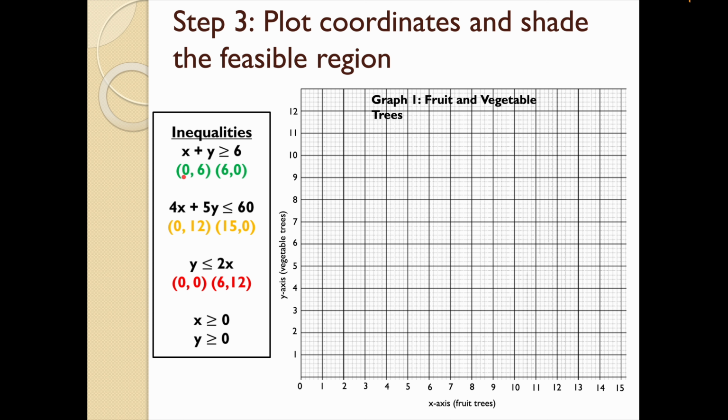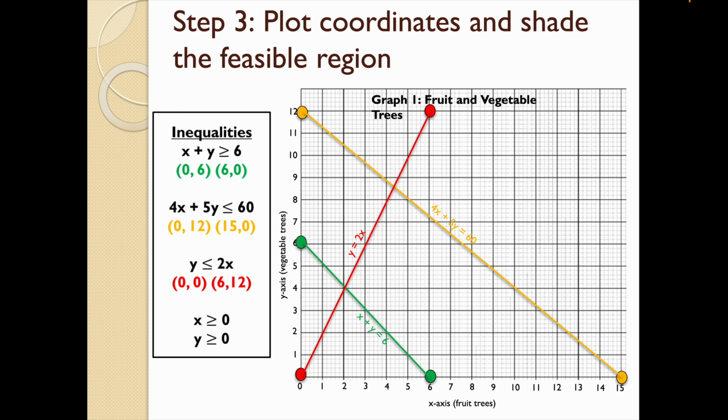Now, the first line I need to draw is 0, 6 and 6, 0. So I connect those two dots, 0, 6 which is over here, and then 6, 0, and I draw a line to connect them. The next one, I have to find 0, 12 and 15, 0, so I connect those points and I have my next line. Now I need to do the same thing for 0, 0 and 6, 12. So I plot those points: 6 goes up to the 12. We connect that line. Now it's up to us to shade the region.